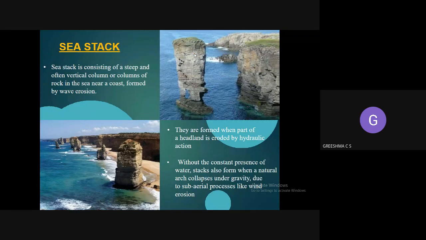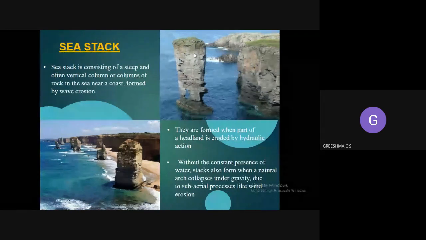So a sea stack consists of steep and often vertical columns of rock in the sea. They are formed by wave erosion. They are formed when a part of the headland is eroded by the hydraulic action. Same thing as what we discussed earlier, no difference. That's it. Sea stack means it will be a vertical column, a rock vertical column.